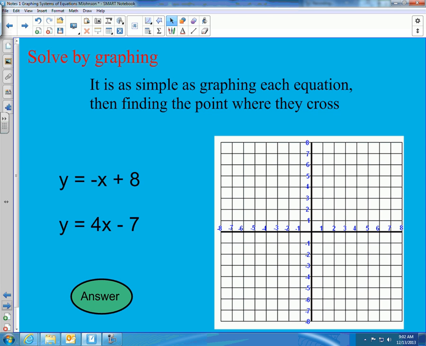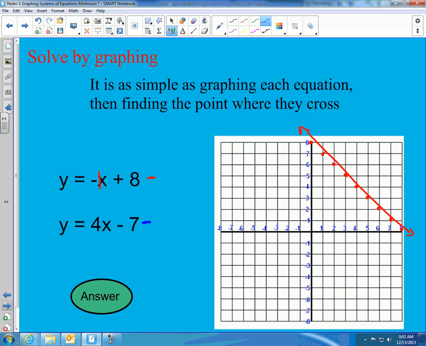All right, so solve by graphing. Let's go ahead and graph these two equations. My first one, I'm going to graph in red, has a y-intercept of 8. And our slope is -x. Really, we're thinking our slope is -1. So we are going to go ahead and fill the entire graph with new points and graph our line.